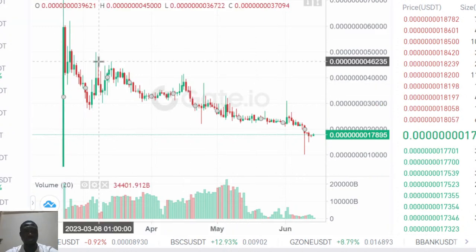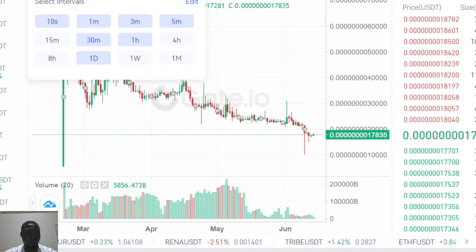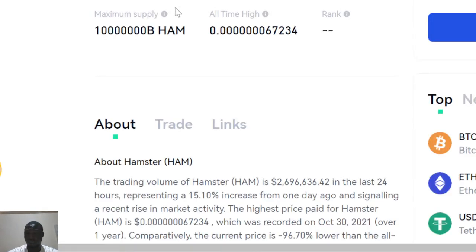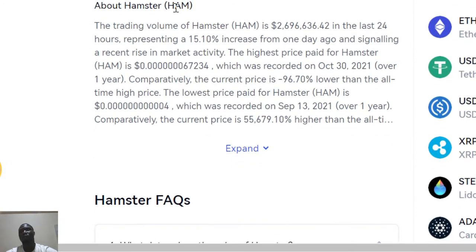So now let's get more analysis about what this is. This is currently a day trade. Let's go to the 1 hour trade to get the positioning of this market. One point we need to know when talking about this project is what the project is all about. Let's get more understanding of that.